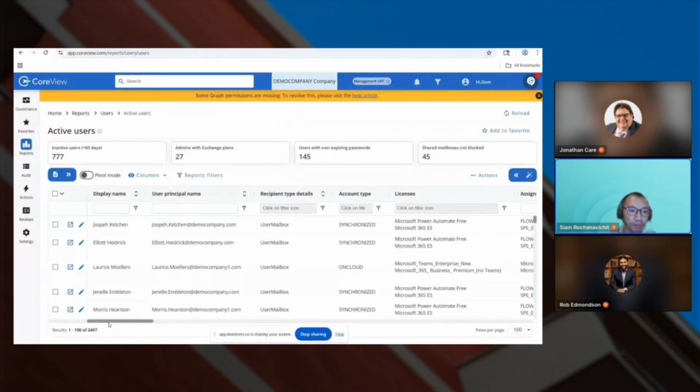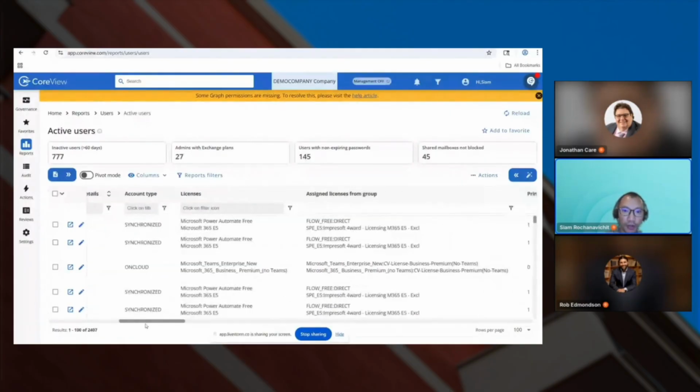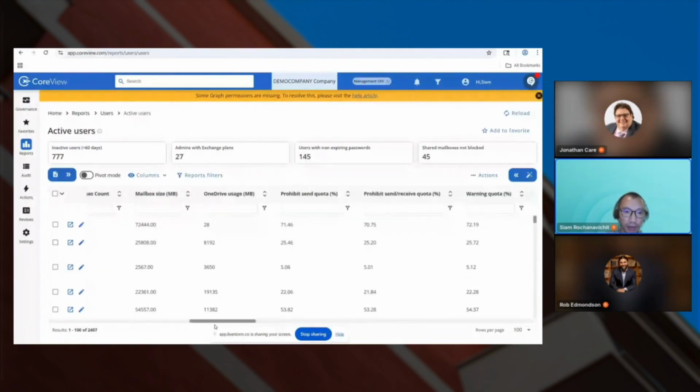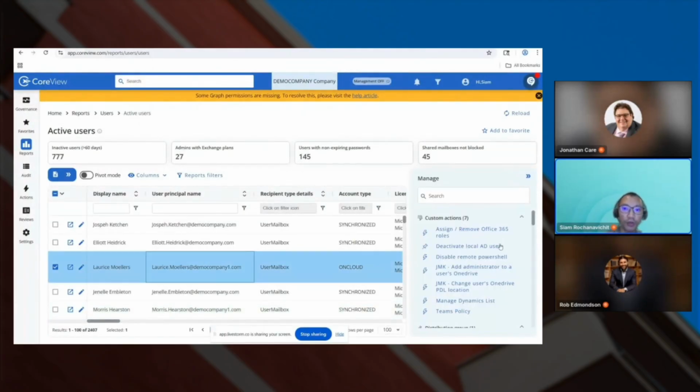CoreView is essentially just an independent management layer that sits on top of each of those individual tenants. So I can come into CoreView and see information about all 2,400 user objects within this tenant. So all their UPNs, all the license assignments. I can see other additional detail like mailbox storage units or OneDrive usage. But I can see all of this without needing to have global admin rights or Exchange admin rights or SharePoint admin rights to see or do anything within the CoreView platform.